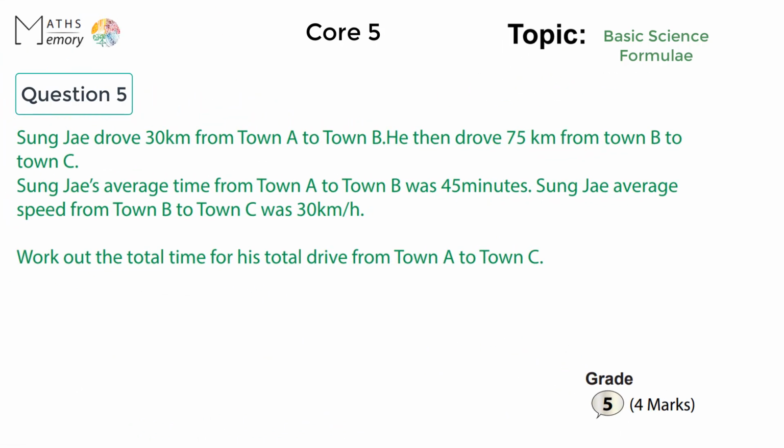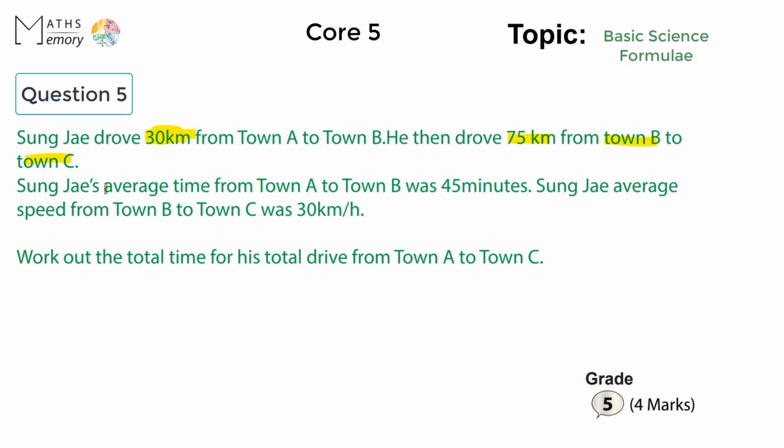Press pause, write this question down on Sungjae, how he drives from town A to town B to town C. A typical question on using our speed formula. Press play when you have finished. So let's read this question carefully. Sungjae drives 30 kilometers, that's a distance, from town A to town B. Okay, he then drove 75 kilometers from town B to town C.